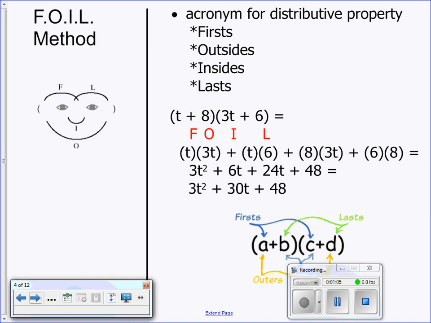There's an acronym called FOIL, which just means first, outside, inside, last. And you're just taking the term that's first in the two binomials and multiplying them. And then you're taking the one that's on the outside of the two and multiplying them. Then you're multiplying the two that are inside, and then you're multiplying the two that are last.